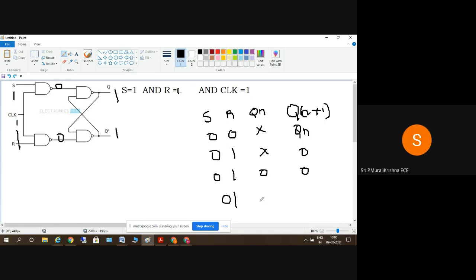So the next case is 1 0. So 1 0, irrespective of Q of n plus 1. What output do I get here? I'll get 1. And 1 1, irrespective of this one, I'll get a forbidden state, or indeterminate state. So 1 1 is not possible. Clear?